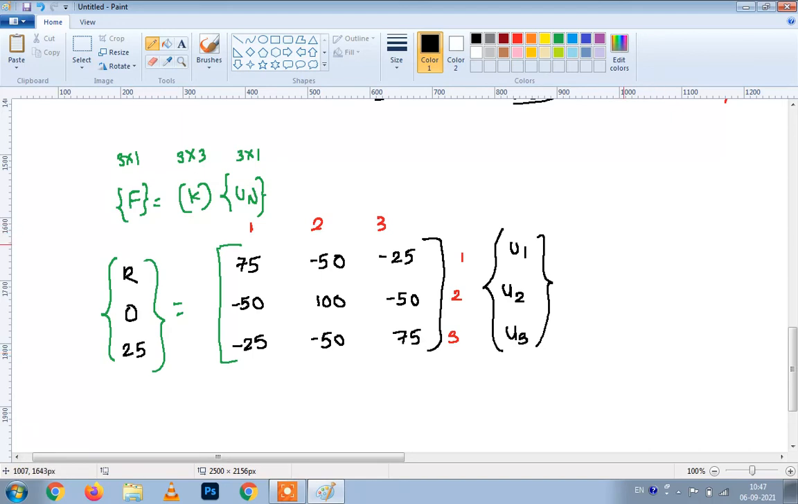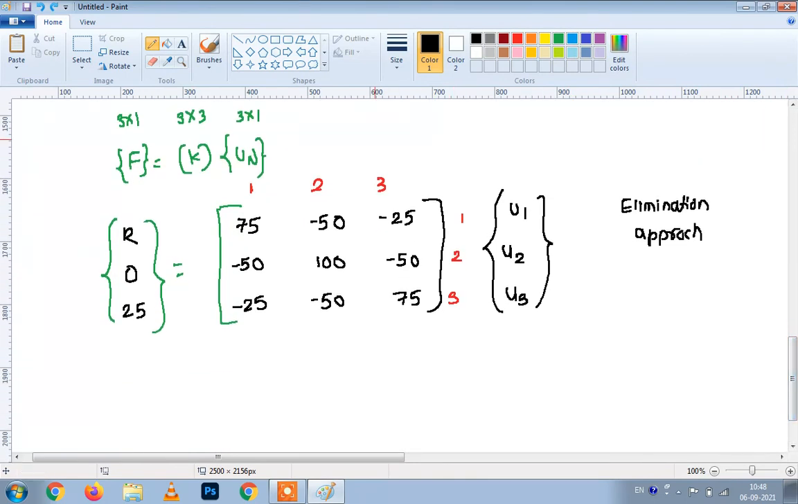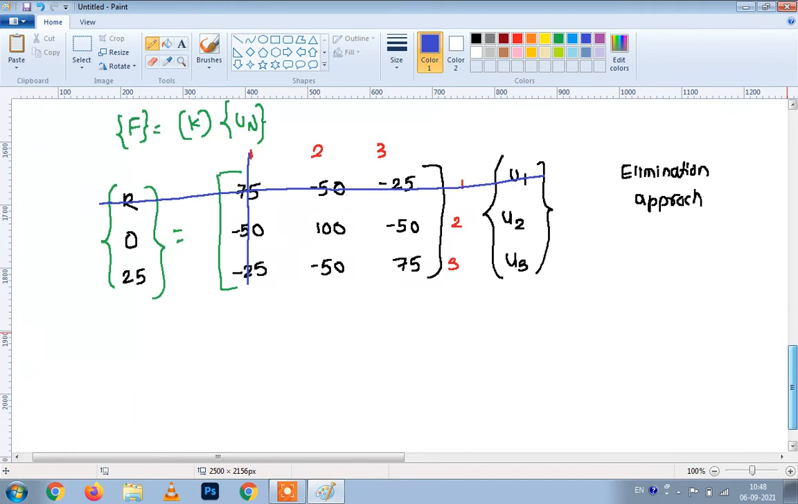Now using the elimination approach, which node number is fixed here? If you observe, node number 1 is fixed. Here the fixed support is given. So as node number 1 is fixed, using the elimination approach we simply cancel this first row and first column. So what is remaining now? We are only having this 2 by 2, so we will solve this. This is our elimination approach.